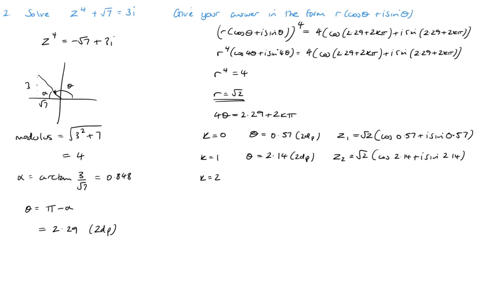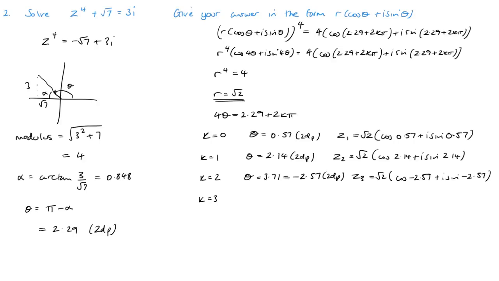Remember, there's going to be 4 solutions in this case. Now we've got k equals 2. So that's 2.29 plus 4 pi this time. So that gives me 14 point something. Divide by 4. This now gives me 3.71, which is greater than pi. So I'm going to minus 2 pi from that, and I get minus 2.57 to 2 decimal places. So that is my Z3. It's root 2 cos minus 2.57 plus i sine minus 2.57, and there we have it.